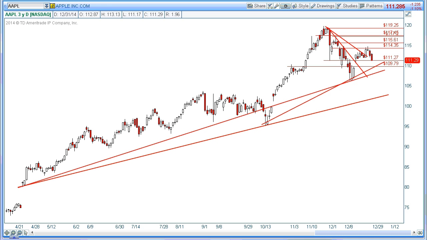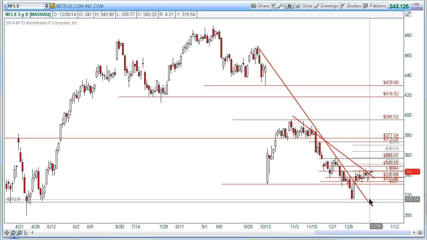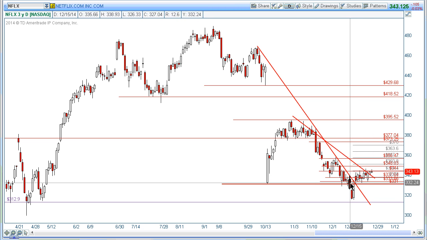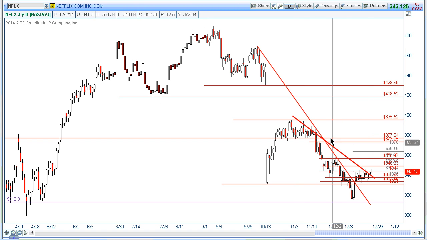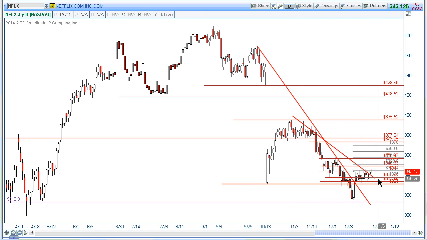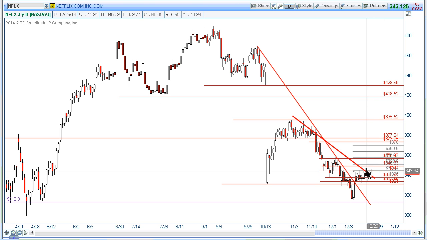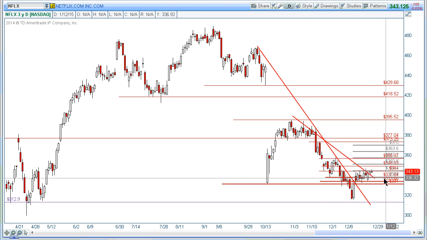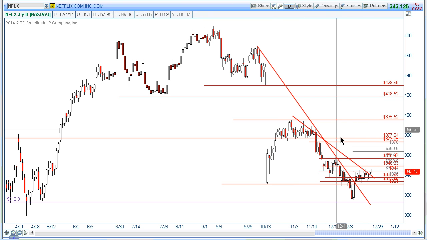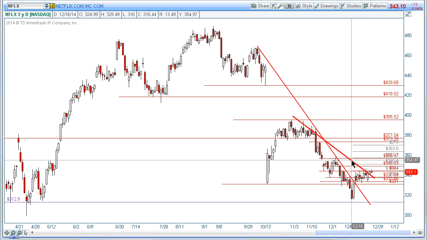On Netflix, it's been on a decline and has broken above that declining line, a little steep, but then we have another, less steep declining trend line. I am in a long position on this right now, trading it back up to see if it could at least get up to this pivot level somewhere around the 356, 360 area.